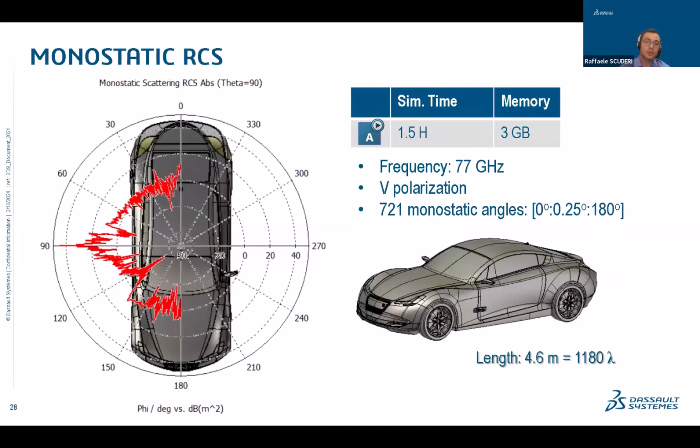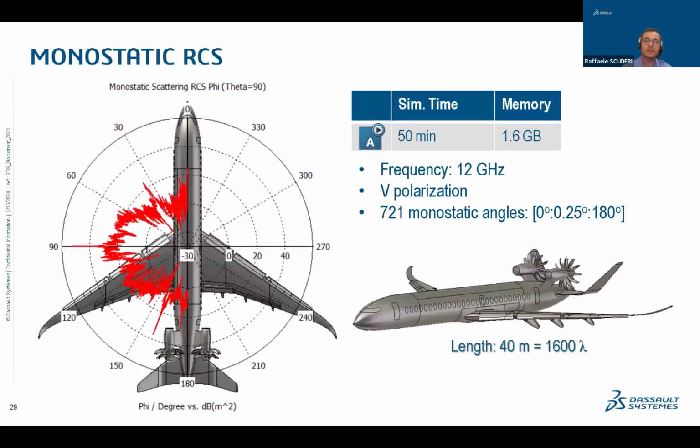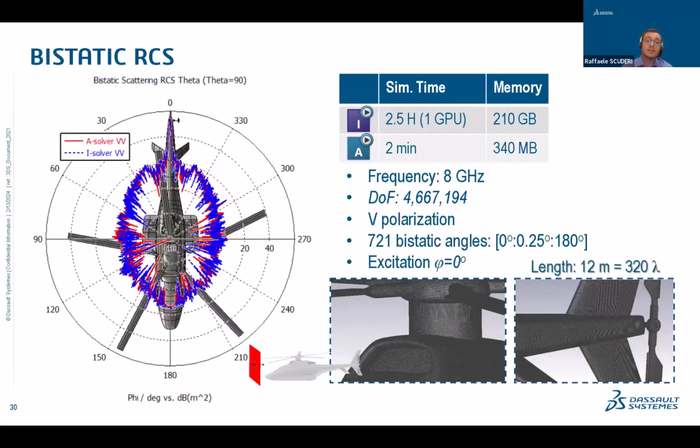And also for the automotive market, you see there is a big improvement. There is a lot of interest in the ADAS world. So 77 gigahertz. So easy task for CST. Use the asymptotic solver. We can easily calculate all the monostatic points here at 77 gigahertz for a car. And even bigger, here we're talking about a platform of 1,600 lambda, where we have calculated, again, 721 different monostatic points at 12 gigahertz.